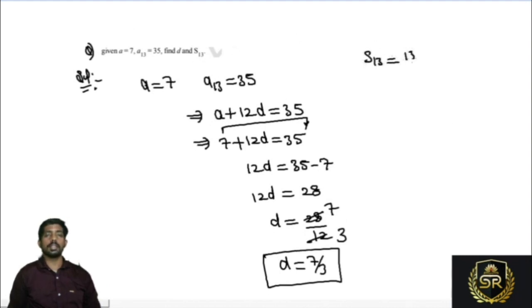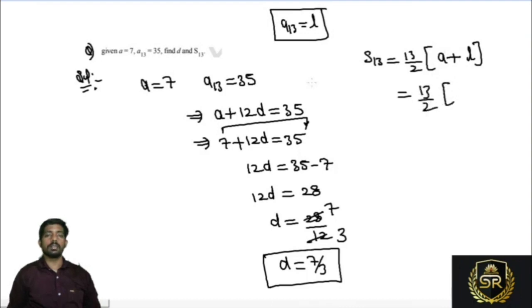S13 can be written as 13 by 2 into the first term plus the last term, which is L only. The last term is the nth term, so A13 is equal to L, the same. So 13 by 2 into the first term, 7, plus the last term, 35. So 13 by 2 into 7 + 35, how much is that?